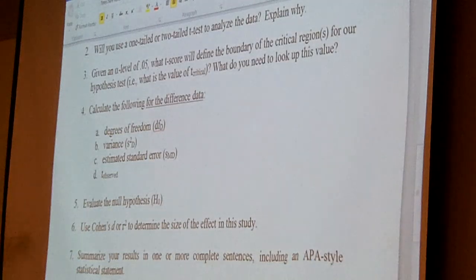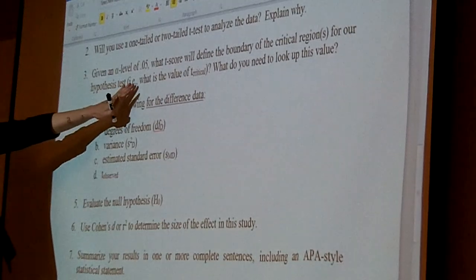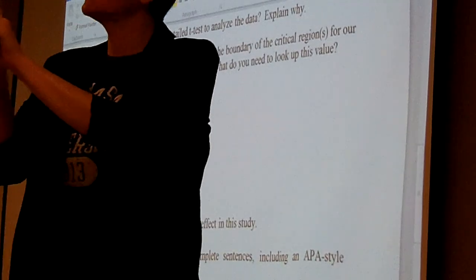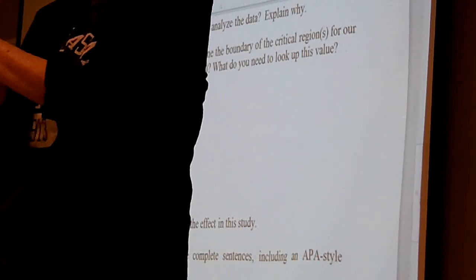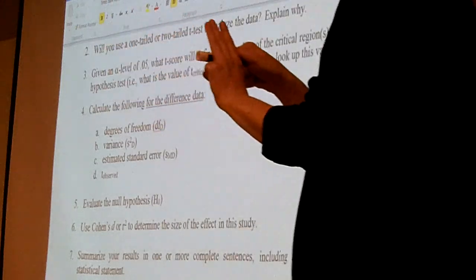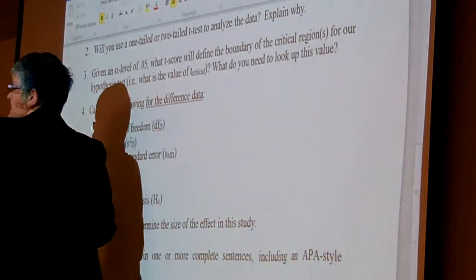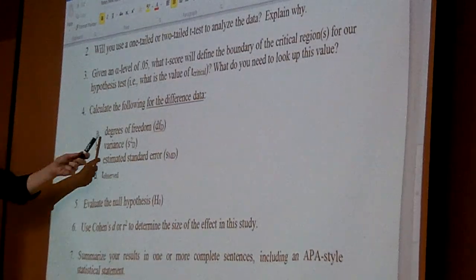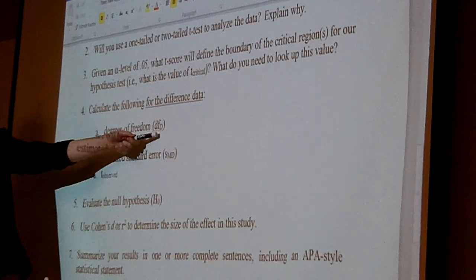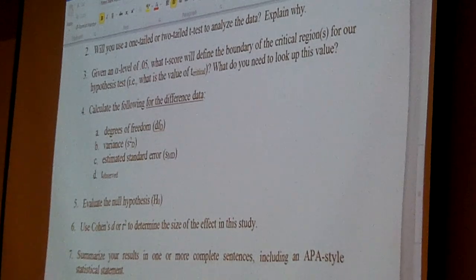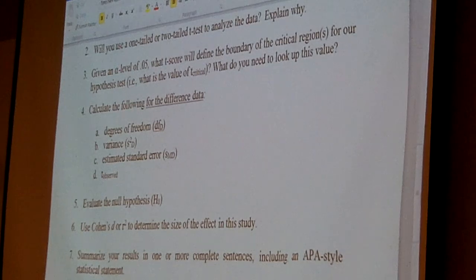Okay. So we've figured out what our t-critical value is. What do we need to look up that value? We need to know the degrees of freedom of the difference, the alpha, and whether it's one tail or two tail. Now, it says calculate the following for the difference data. We've already done the first one because we had to do degrees of freedom of the difference in order to look up our critical value. Check. It's 5. It's the sample size of the difference minus 1. Done.